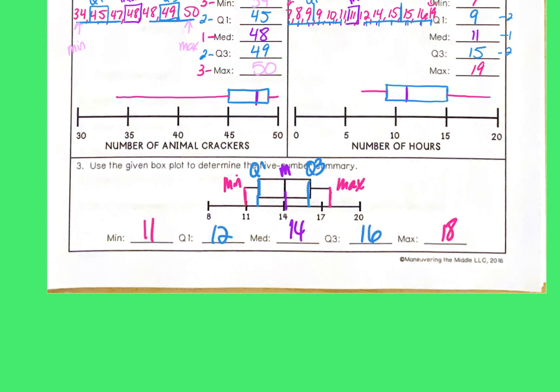Okay, so we have a minimum of 11. If you put 10, that would be okay. If you put 10 and a half, that would be okay. I guess my Q1 was about 12. If you put 11 and a half, that's okay. My median was 14. That was pretty much spot on that line, which was nice. My Q3 was about 16, and my max is about 18. If you put 17 and a half, that would work also.